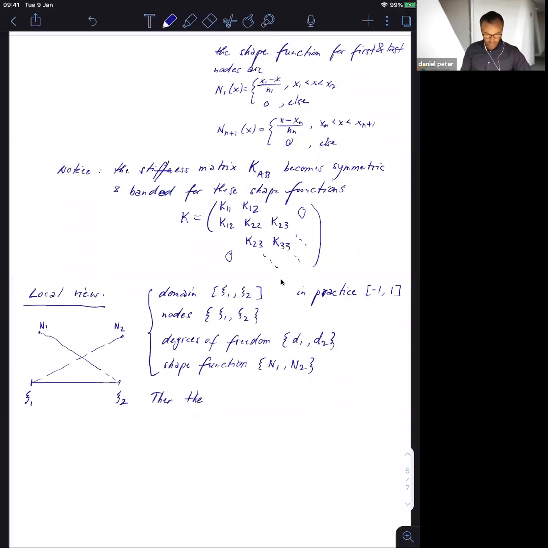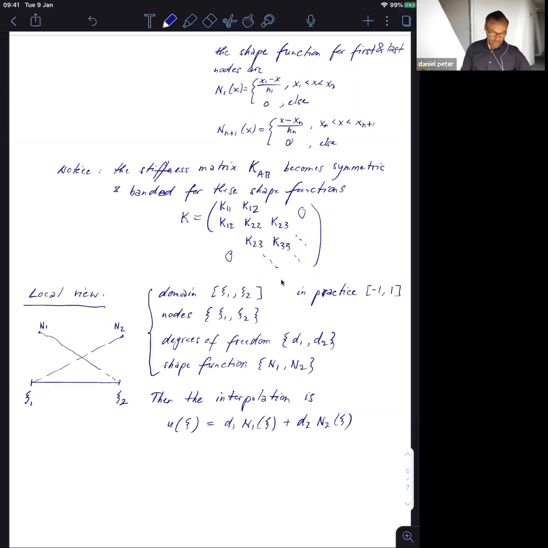So the interpolation, the function approximation of U, then becomes: U as a function of position xi is D1 N1 of xi plus D2 N2 of xi. So now it's very easy. This is always the same for the reference element.